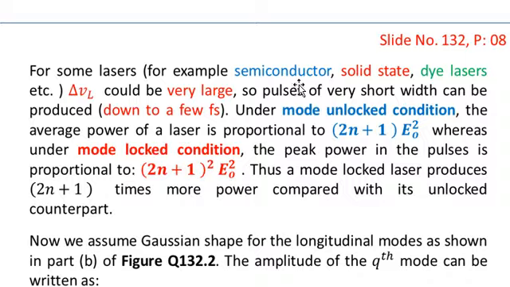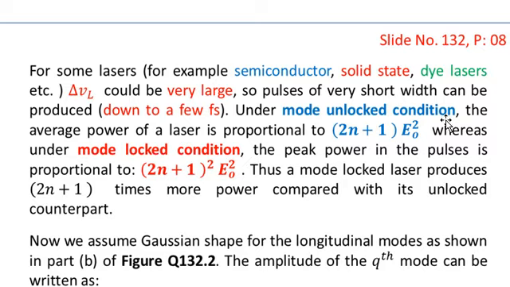For some lasers, for example, semiconductor laser, solid state laser, dye lasers, etc., delta nu L could be very large. So pulses of very short width can be produced, down to a few femtoseconds, because the width will then be very small, since delta nu L is very large. In that case, delta nu, the separation between two consecutive longitudinal modes, will be very small, and very short width pulses can be produced down to femtoseconds.